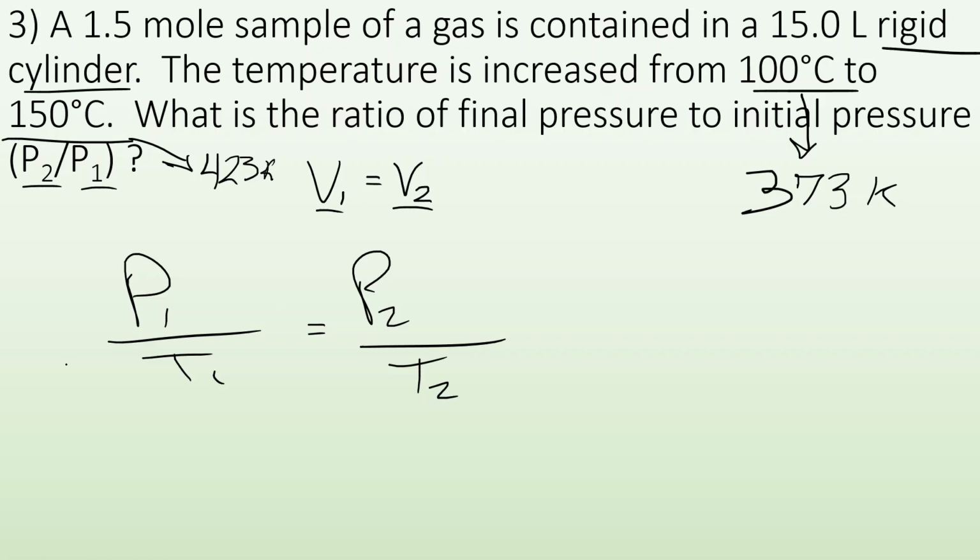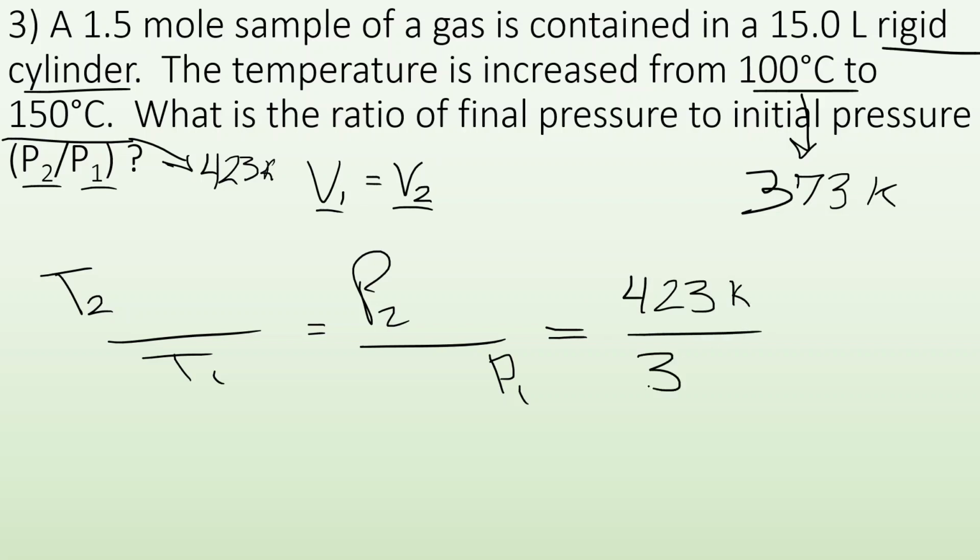So I got to rearrange this a little bit. I got to divide each side by P1. And then I got to multiply each side by T2. So here the P1s cancel out. The T2s cancel out over here. So P2 over P1 has to equal T2 over T1. So now my T2, my new temperature, is at 423 Kelvin, divided by my original temperature, 373 Kelvin. And the ratio that I get when I do that is 1.13 times. So what is the ratio? It's 1.13 times greater.